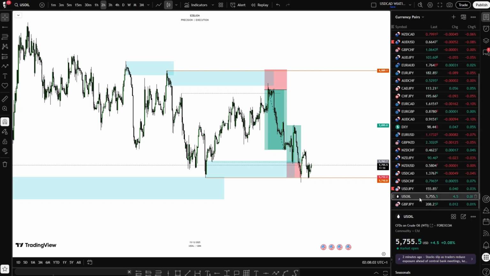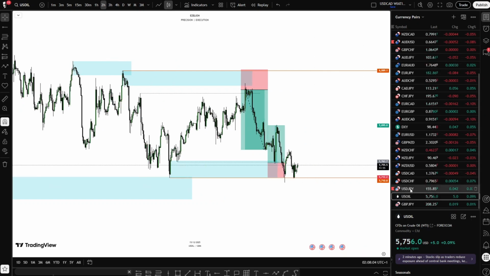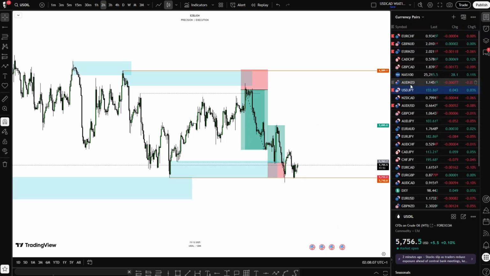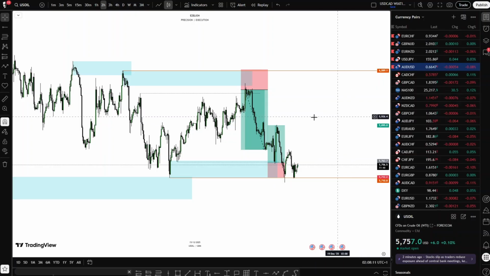So I think I'll remove this now because this trade is done. So now let's take this up. Let's take all the active trades up. Right, so for now we only have two trades, right?